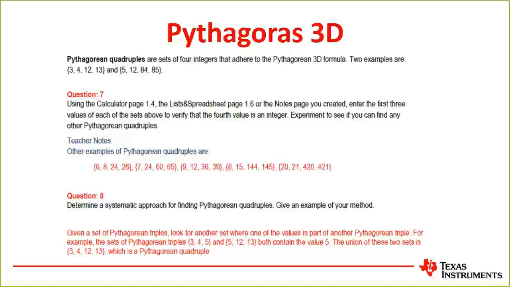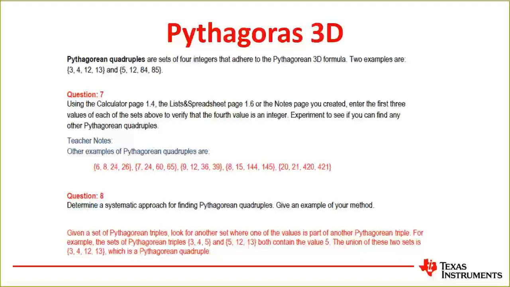And students can use the Lists & Spreadsheet application on page 1.6 of this file, or the notes page, you can get students to create a notes page that will help them answer this question, to enter the first 3 values of each of the above sets to verify that the 4th value is an integer, and then get students to experiment to see if they can find any other Pythagorean quadruples.